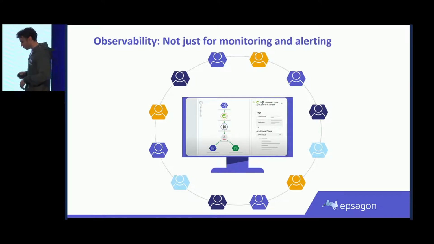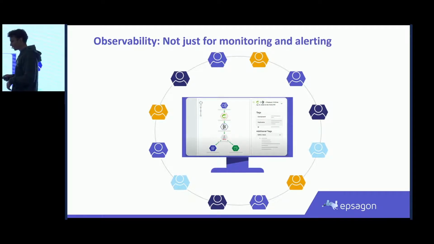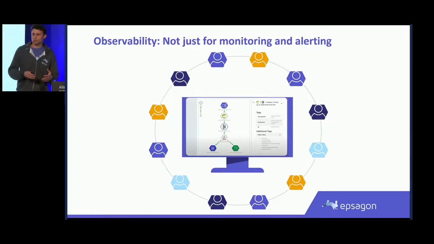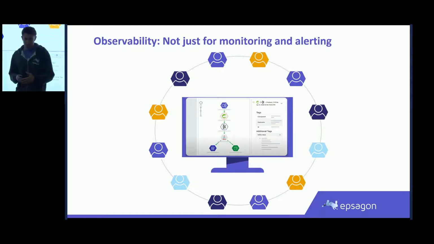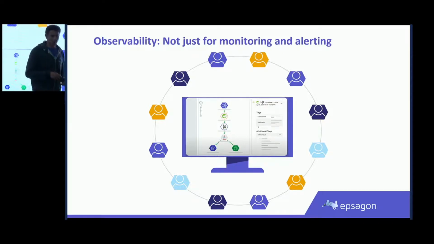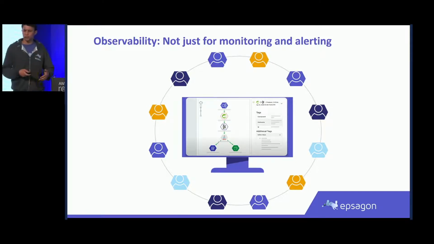But the interesting thing is that observability is not only about monitoring. It's not only about alerting and troubleshooting. It's about understanding how your system really looks like from the inside. What's inside that black box? How does it behave in real time? Let's take an example of things that are not troubleshooting that we can use observability for.